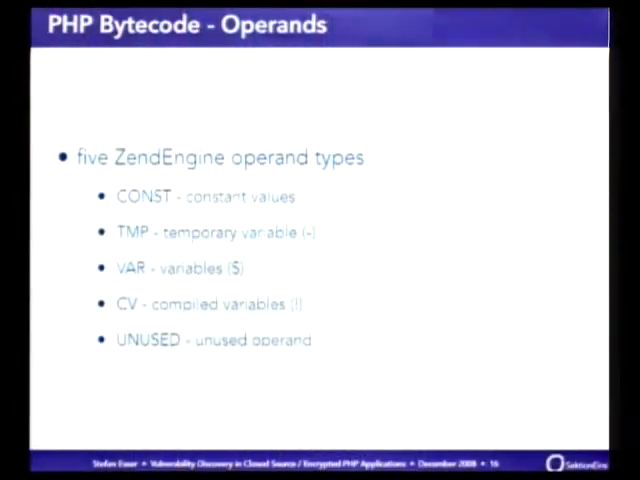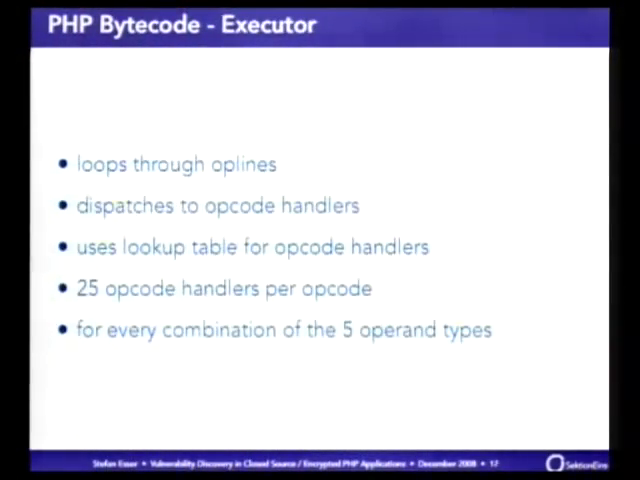And after the bytecode is compiled, it will get passed to the executor. And the executor is very different in different PHP versions. In PHP 4, it was one very large function with a lot of cases of a switch statement. So it was one very large function that contained all the engine in it. Then with PHP 5, it was introduced that every opcode got its own handler function. So the executor just loops through the op lines and calls the handler.